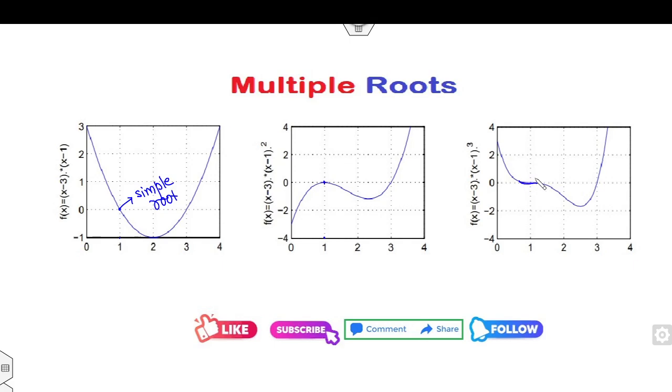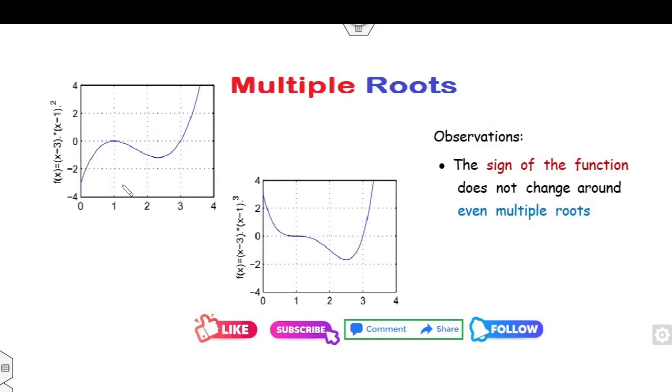So what observation can you obtain from that? Look at these two cases where x equal to 1 is a double root, and in this case x equal to 1 is a triple root, or the multiplicity is 3. Then the sign of the function f(x) does not change around x equal to 1, because the concavity does not change. So what does it mean? If the sign does not change, that means the bisection method and the regula falsi method are not applicable to find the double root or the multiple roots.